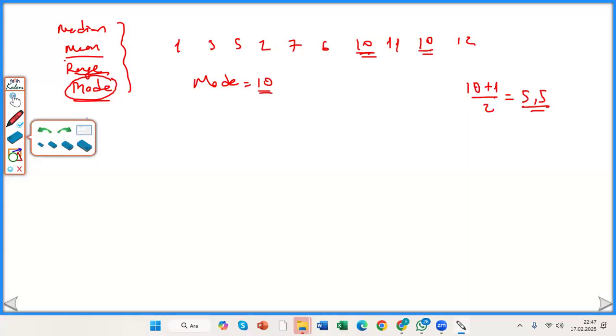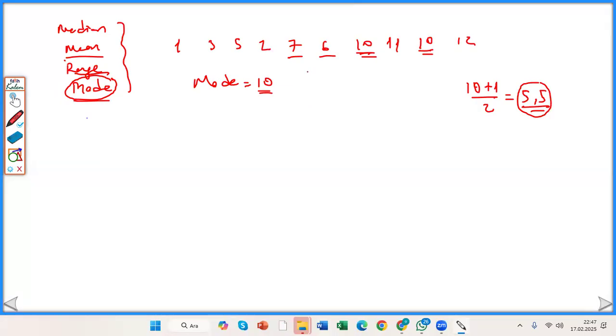As you see here, 10 plus 1 over 2 is 5.5. In other words, as you can realize, the median cannot be shown by an integer number. If you see such a number, which is not an integer, it means that for the median you are going to use the fifth and sixth numbers. Then you are going to use their average.